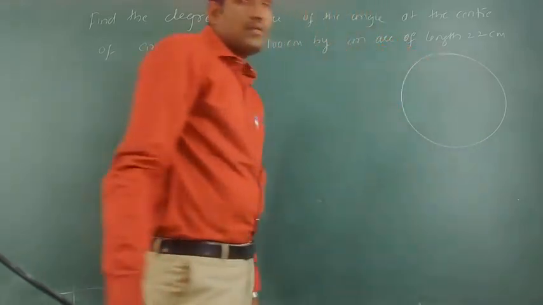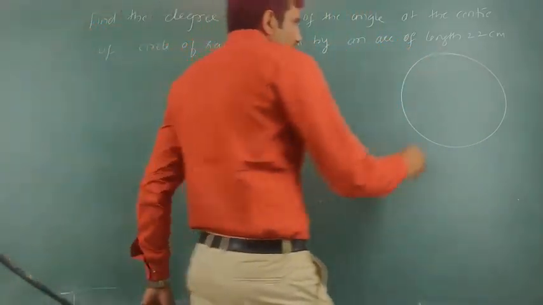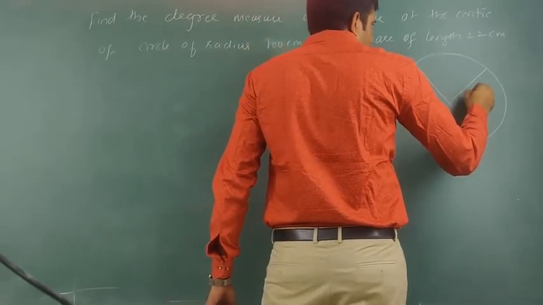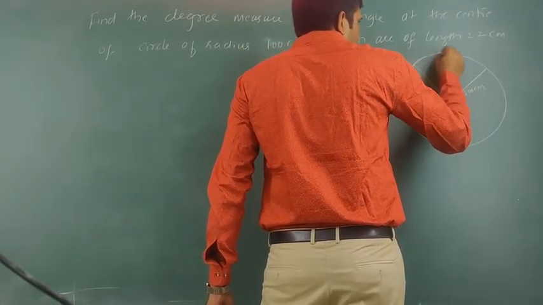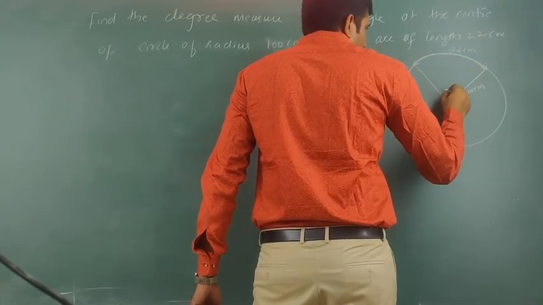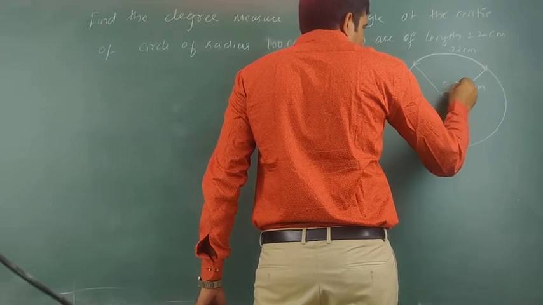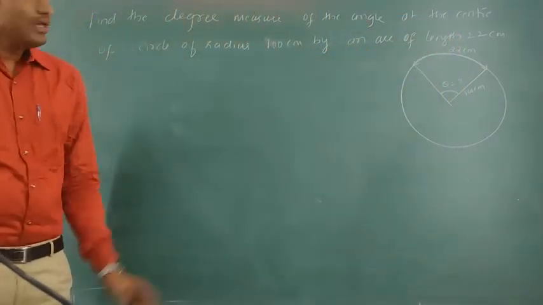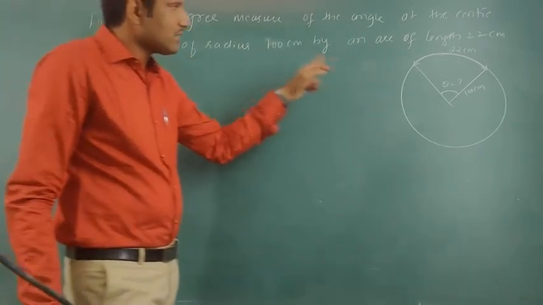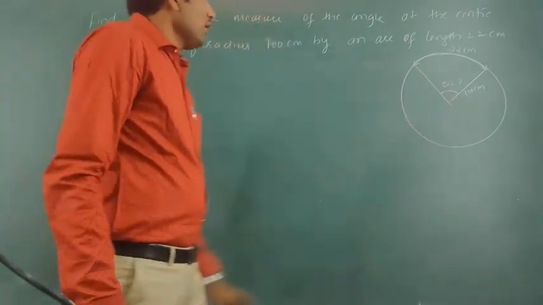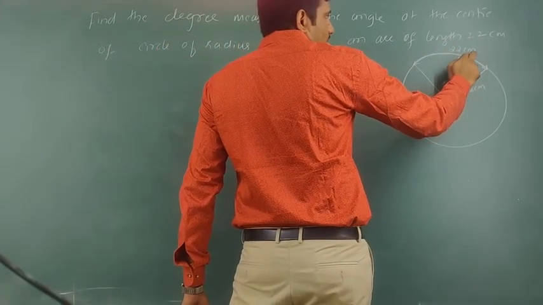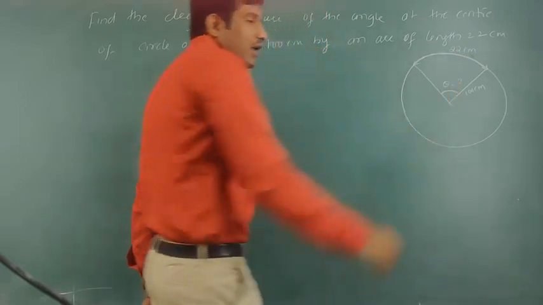See, this is the circle that is given. The radius is 100 centimeter and the arc length is 22 centimeter. How much is this length? It is 22 centimeter. Now we have to find this angle in degrees. Is it clear? Radius is 100, arc length is 22 centimeter, and we have to find this angle in degrees.